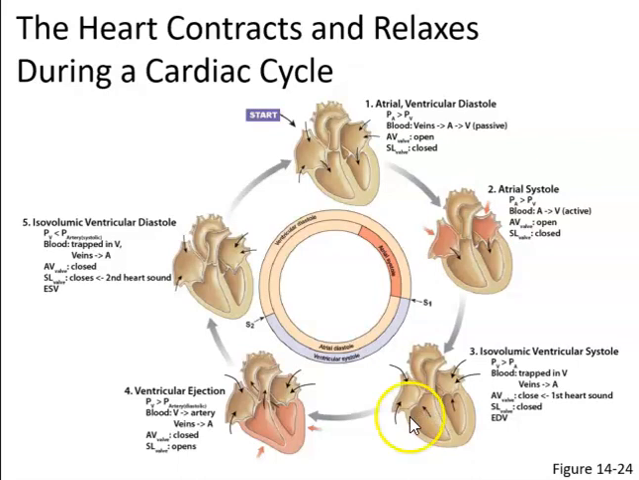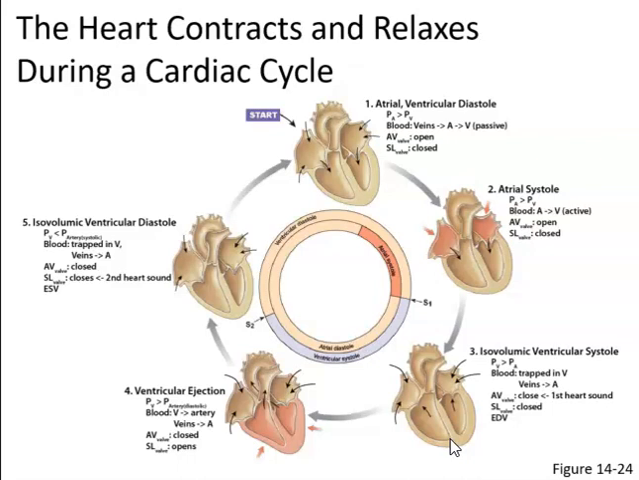So pressure is being generated. We have the same blood volume within the ventricles. However, the semilunar valves still remain closed. At this point, we can measure end diastolic volume. End diastolic volume is the maximal volume that the ventricles can obtain. So the volume of the blood in the ventricle is not changing. That's why it's called isovolumic ventricular systole.